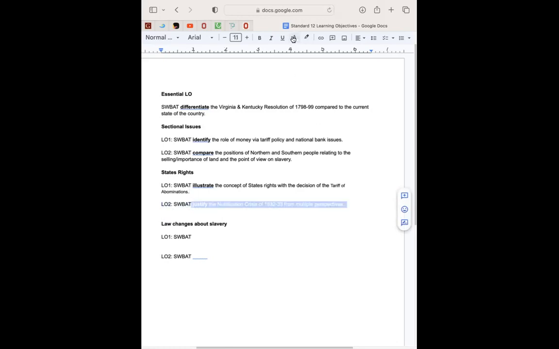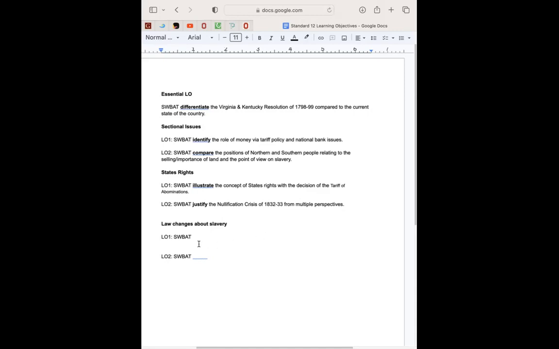So again, perspective is key here. So students will be able to justify the nullification crisis of 1832 to 33 from multiple perspectives. Again, bringing in that perspective piece to make sure that we are keeping humanity at the front of social studies, but also being real about what has happened in the events that led to the eventual Civil War, as the standard is asking us to do.